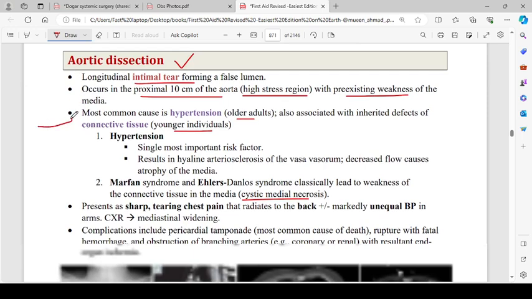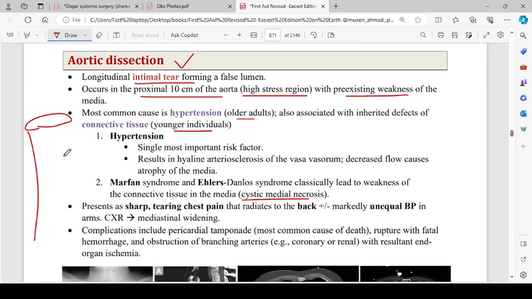Aortic dissection means, like, suppose this is the blood vessel, and inside that we have the lumen, right? This is the lumen. If the blood starts moving out of the lumen, but between the layers of media, like it is not extravasating, but it is still moving in between the layers of the blood vessel wall, so that is called aortic dissection. So the most common cause is hypertension, single most important risk factor. Then Marfan syndrome and Ehlers-Danlos syndrome can lead to the weakening of the connective tissue in the media, and that can also lead to dissection.